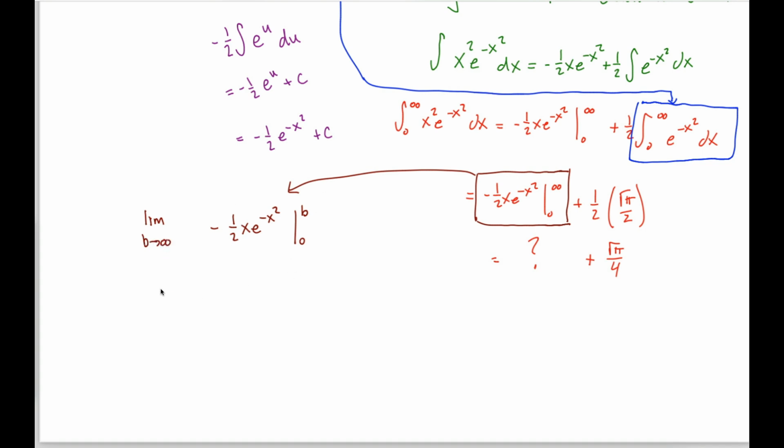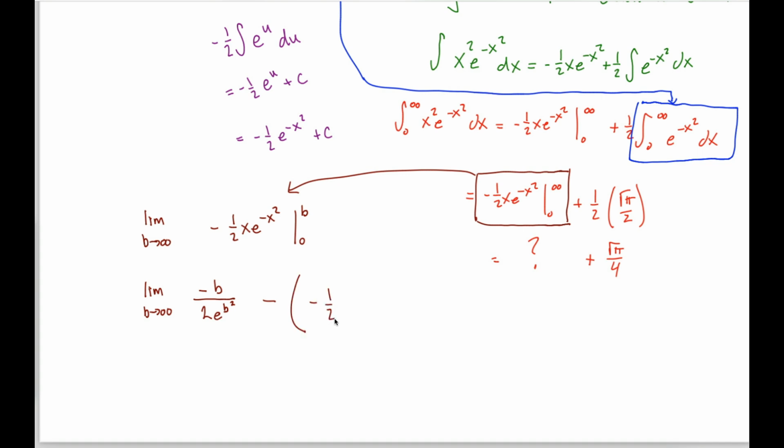Okay, so let's see what happens. If I change all the x's into b's, I get the limit as b approaches infinity of negative 1/2 b e to the negative b squared power. Maybe I can rewrite that as negative b divided by 2e to the positive b squared power. Right, the negative exponent takes this factor and puts it down on the bottom. Kind of think about this, x is up on the top of the fraction. And then from that, I want to subtract, take this expression and change all the x's into zeros.